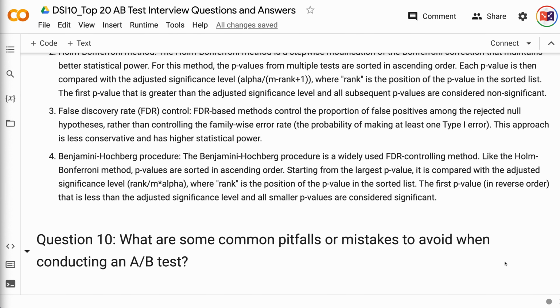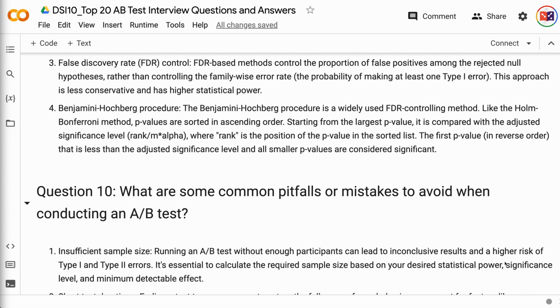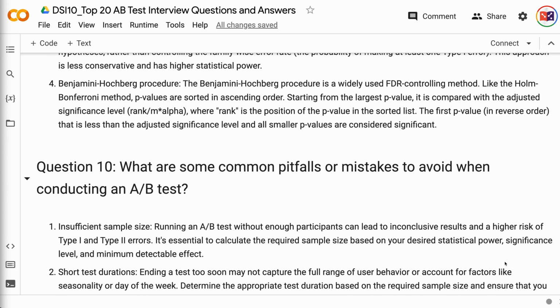Method 4. Benjamini-Hochberg procedure. The Benjamini-Hochberg procedure is a widely used FDR controlling method. Like the Holm-Bonferroni method, p-values are sorted in ascending order. Starting from the largest p-value, it is compared with the adjusted significance level, where rank is the position of the p-value in the sorted list. The first p-value that is less than the adjusted significance level, and all smaller p-values, are considered significant.